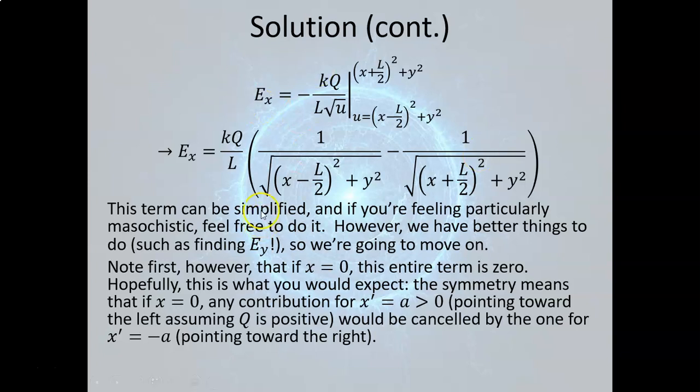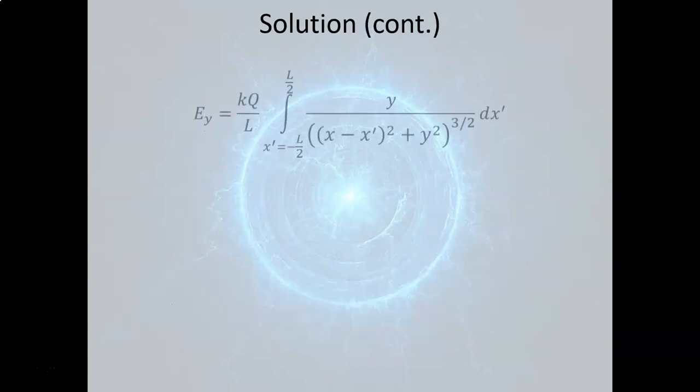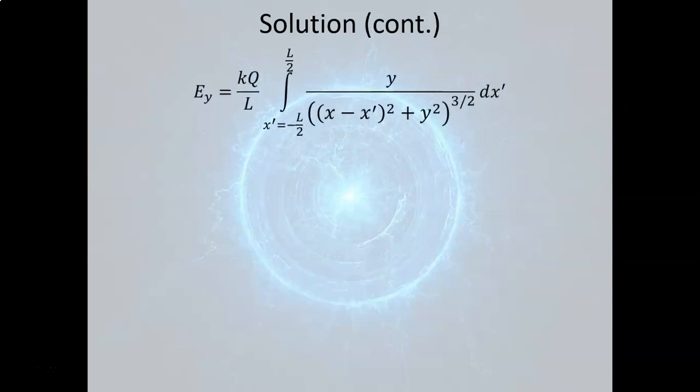You could simplify this. I don't recommend it. I would just leave it right as it is, especially since you can see the fact that it behaves as expected for different values of x. What about the y term? The y component of our electric field, I should say.